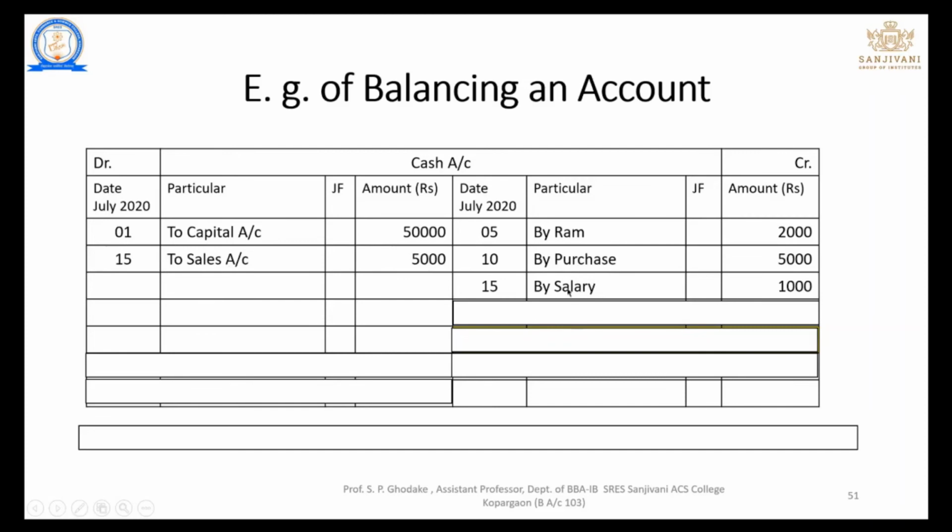On the 15th we again have a payment, by salary 1,000. Then on the 25th, by rent 3,000. And then we need to do the balancing. First we need to understand which side is bigger. Here we have 5 plus 2 is 7, plus 1 is 8, plus 3 is 11,000, and here we have 55,000. So the debit side is bigger than the credit side. So here we have the 55,000, and on the credit side if we write 55,000, we have to subtract that from this, and we will have a balance on the credit side.